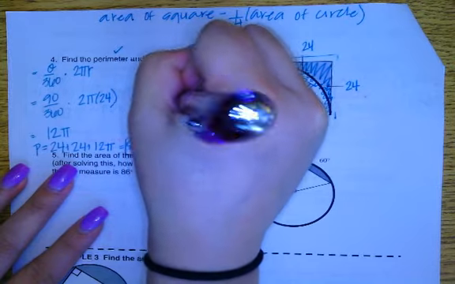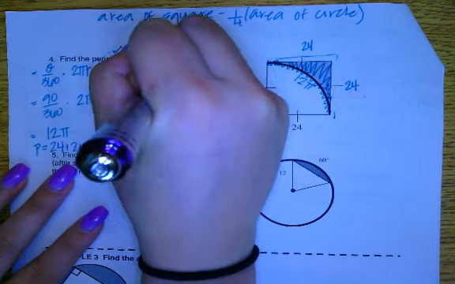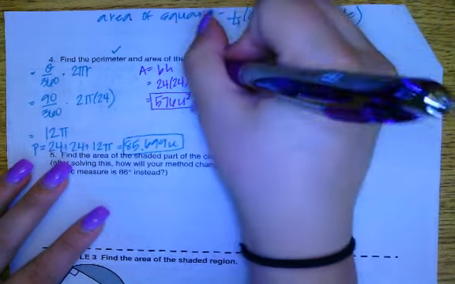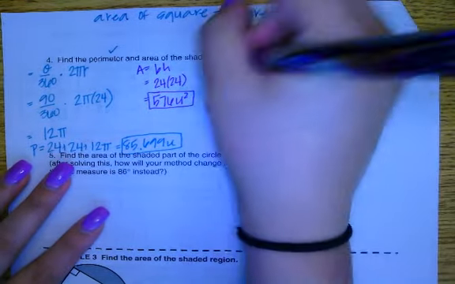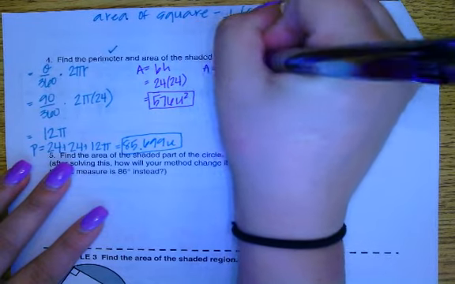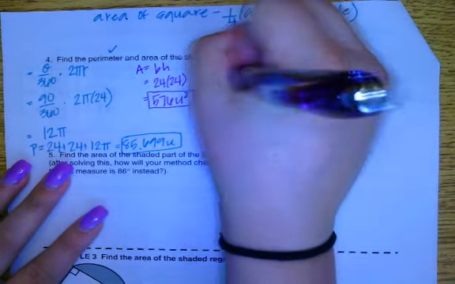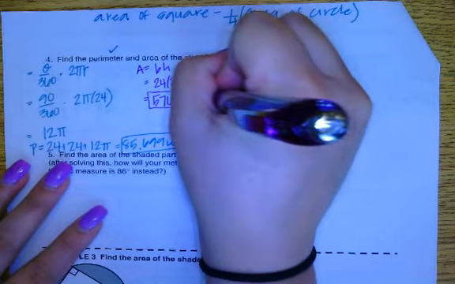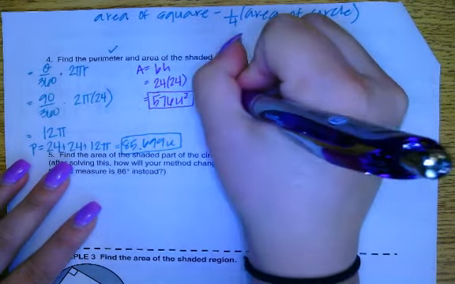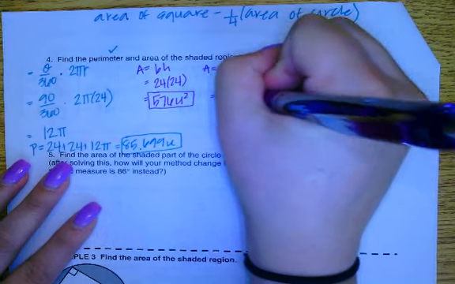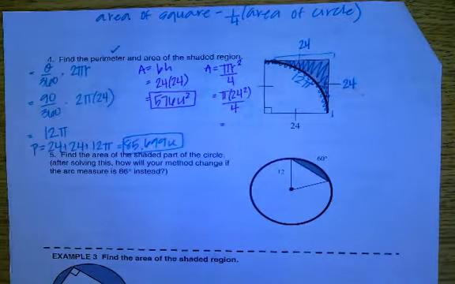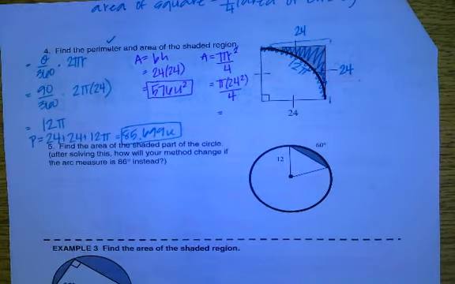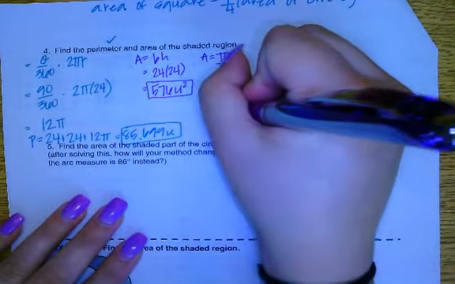576 units squared. Okay, how do you find the area of a circle? Pi r squared, and in this case we also have to do what? Divide by 4, because we just have 1/4 of the circle. Okay, so you have pi 24 squared divided by 4. Leaving it in terms of pi, simplify that. 144 pi units squared.